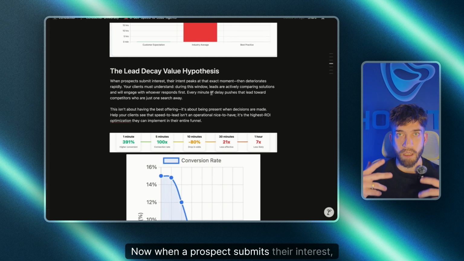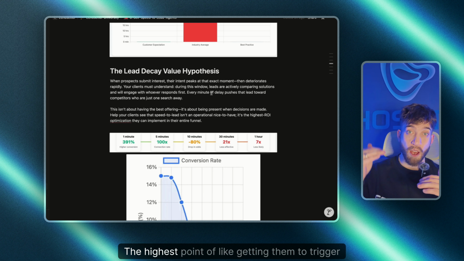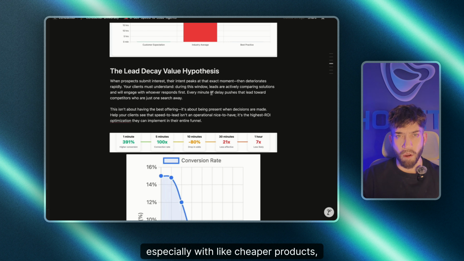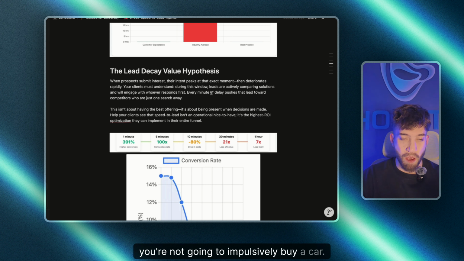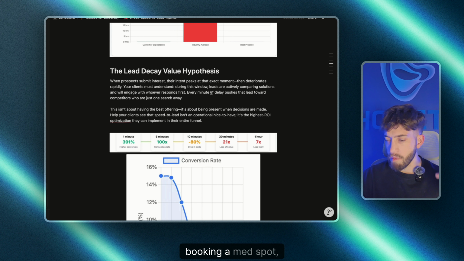Now, when a prospect submits their interest, within the customer decision-making process, that is the highest point of getting them to trigger a purchase or a decision, like impulsively, especially with cheaper products. With a car, you're not going to impulsively buy a car. But when it comes to booking a hair appointment, nails, or a med spa, whatever it may be, that's usually a lot higher.